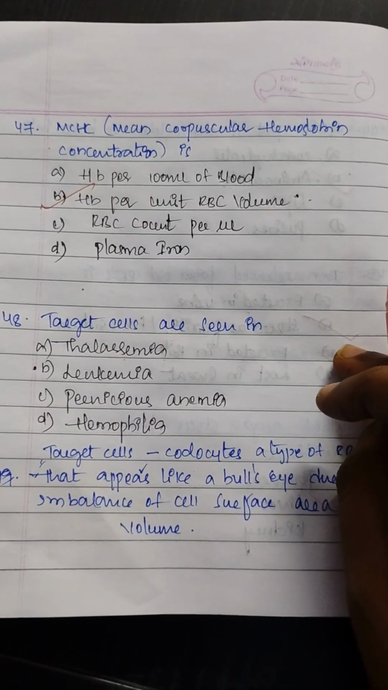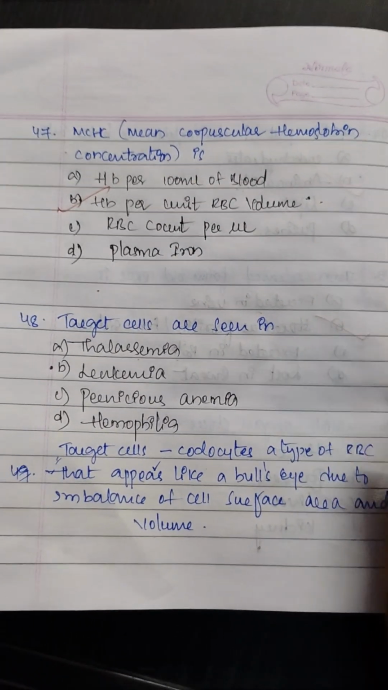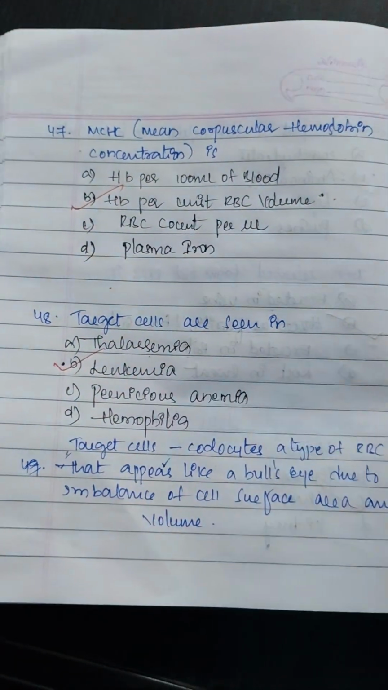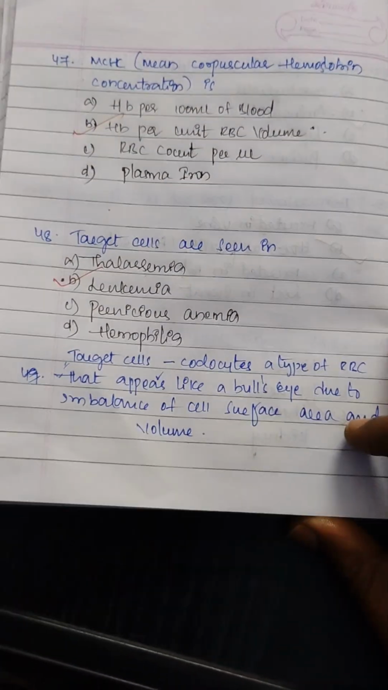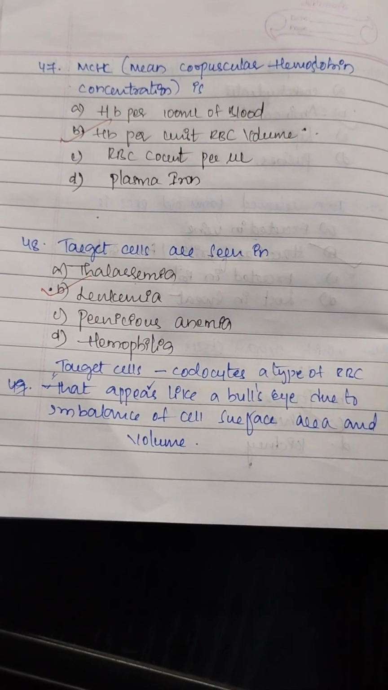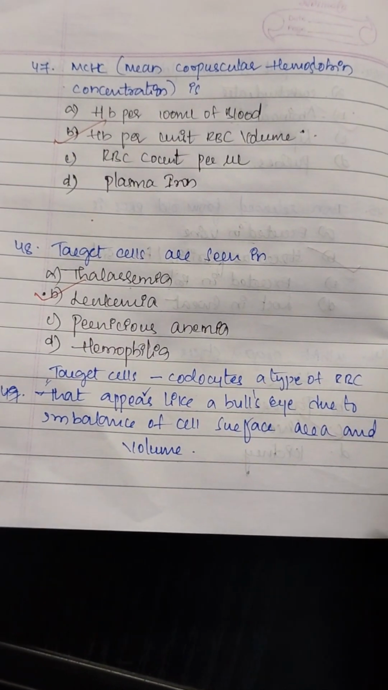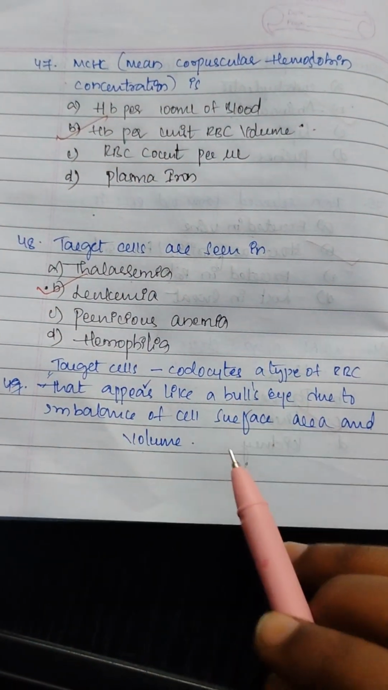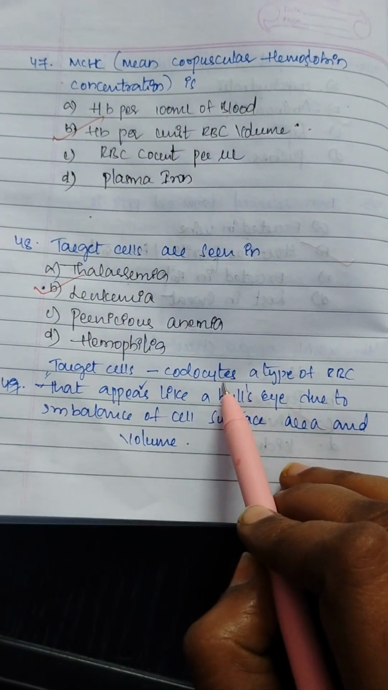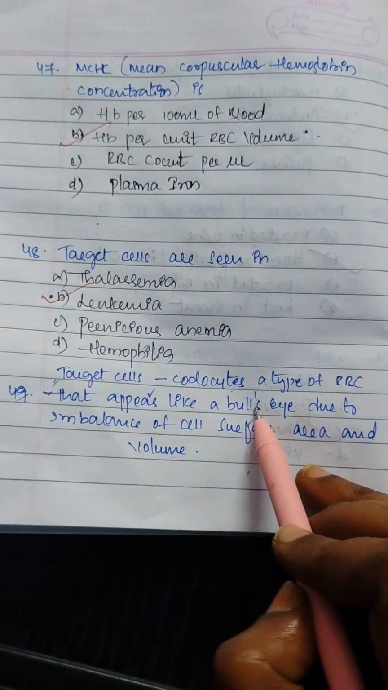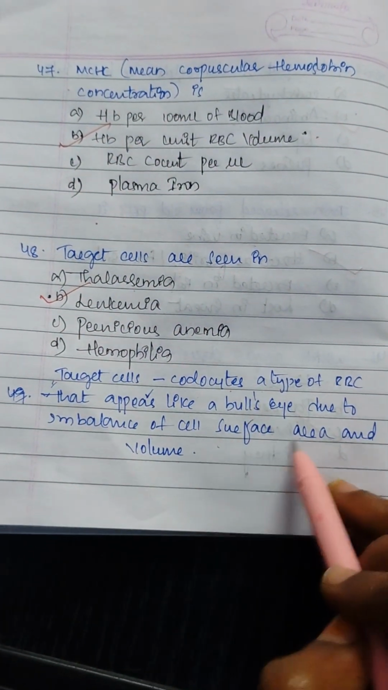Then, target cells are seen in thalassemia, leukemia, pernicious anemia, hemophilia. And the answer is B, leukemia. Target cells, also called codocytes, are a type of RBC which appears like a bull's eye due to an imbalance of cell surface area and volume.